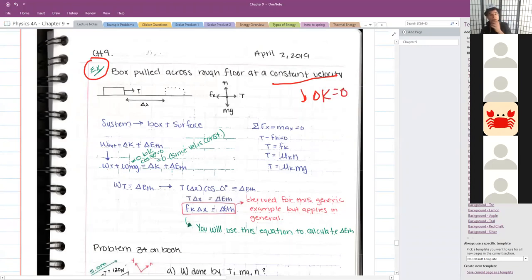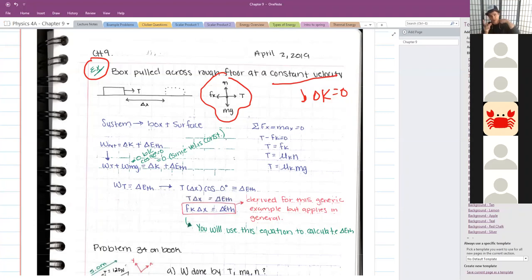If I look, there are four forces acting on this box as it's sliding across the floor. I've got the normal force, which is straight up. I've got gravity, which is straight down. I'm assuming I'm pulling with some tension force to the right, and I've got kinetic friction acting to the left. My system is the box and the surface.